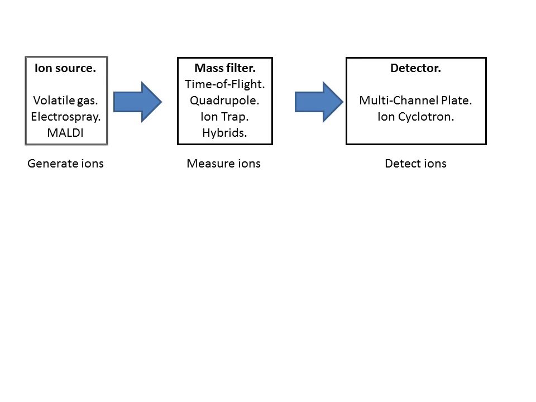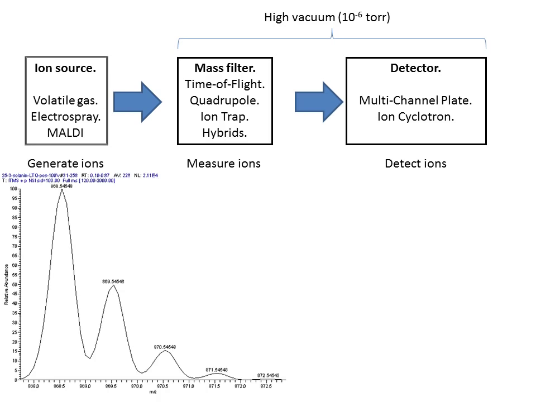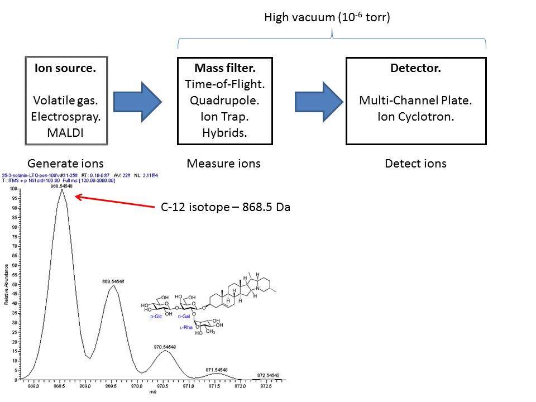The mass filter and detector are always under vacuum, so that random molecules floating around in the air don't get measured. Once all of this happens, a spectrum is generated, in this case for solanin. The spectrum shows a number of populations of molecules, with each peak being the accumulated signal of hundreds to thousands of molecules of exactly the same thing. The major peaks show the molecules of solanin, whose carbon atoms are all the C12 isotope.